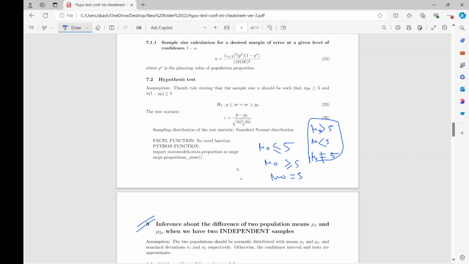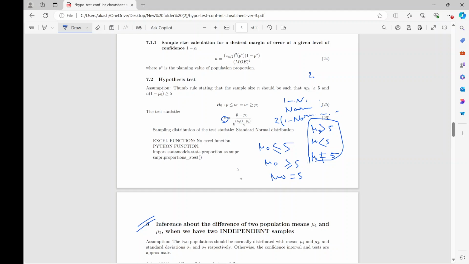Now to calculate the p-value from the z, let's say the z value we found is 2. For the right tail test, it will be 1 minus NORM.S.DIST of this z value. If it is left tailed, it will be NORM.S.DIST, and if it is two tailed, it will be 2 times 1 minus NORM.S.DIST.